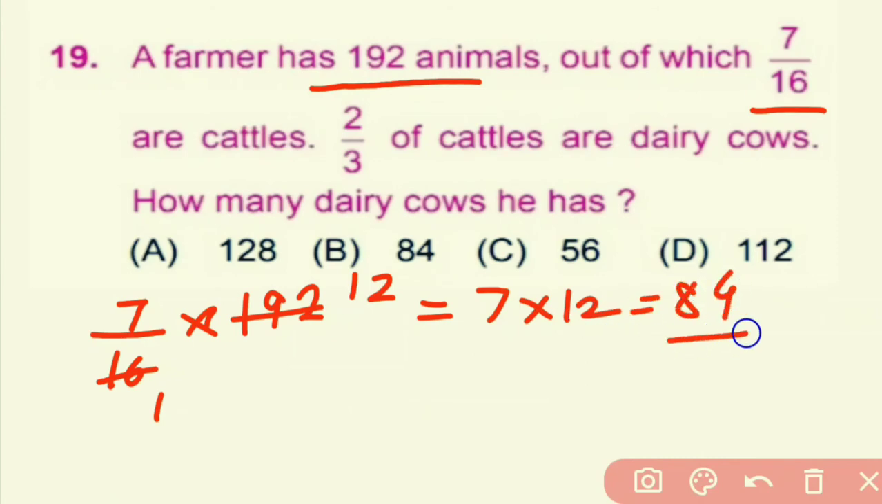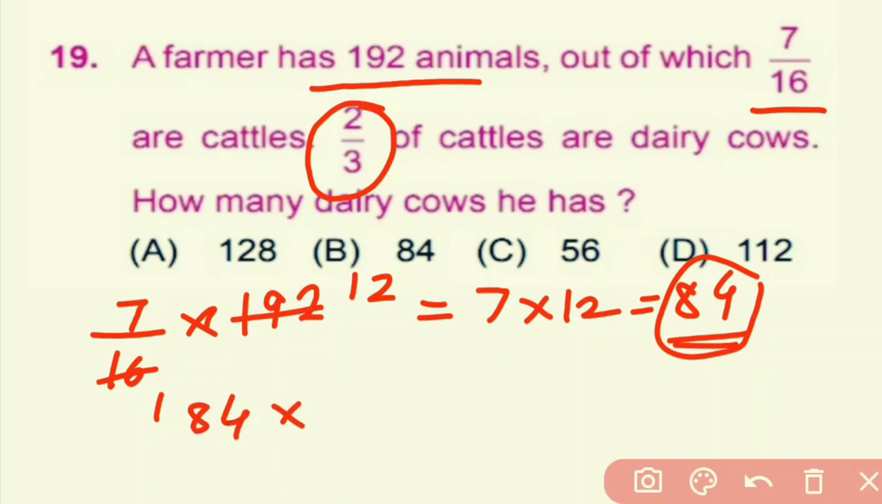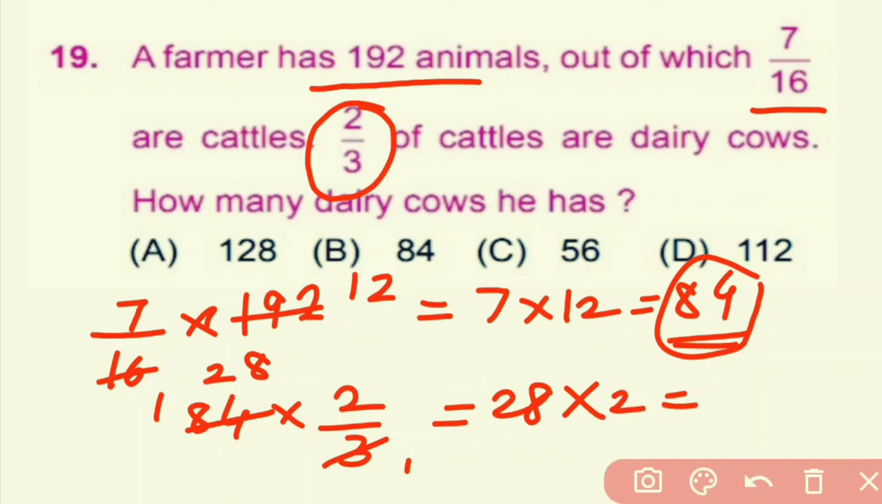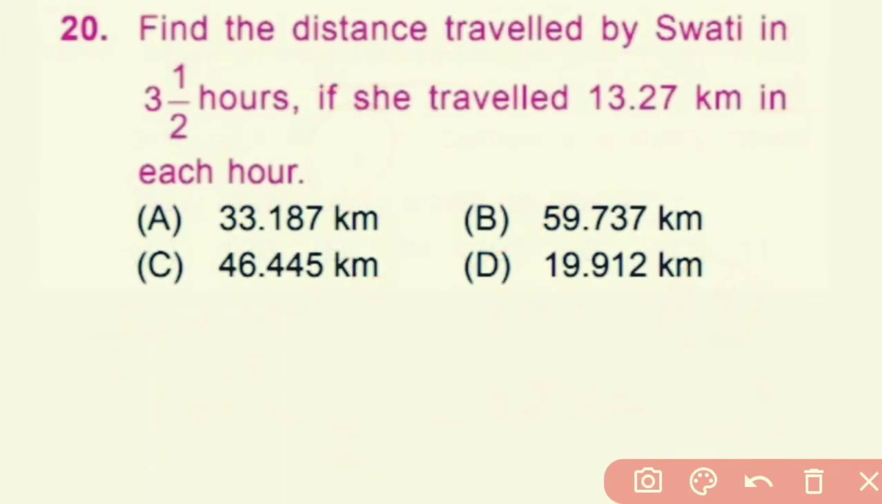So number of cattle he has 84, and out of 84 he has 2 by 3 of dairy cow, means 84 into 2 by 3 is equal to, here 3 ones are 3, 3 twos are 6, 2 remaining, 3 eights are 24, means 28 into 2 is equal to 56. So he has 56 dairy cows. C is correct answer.